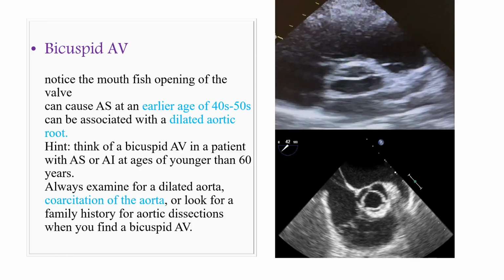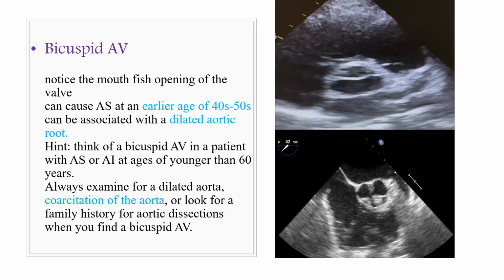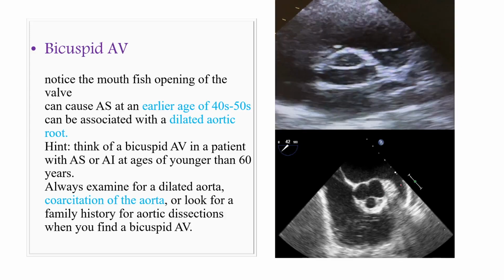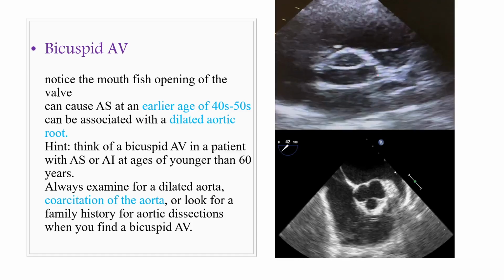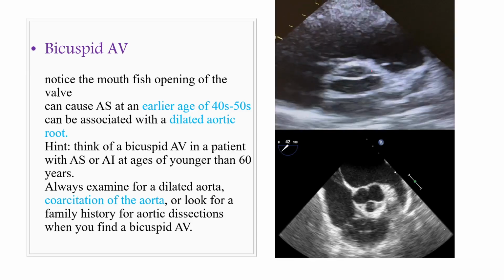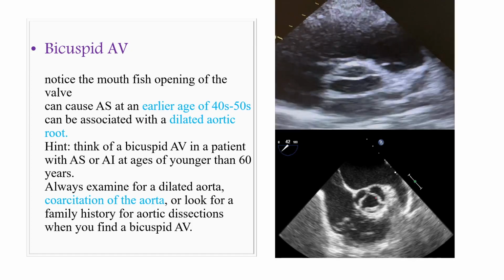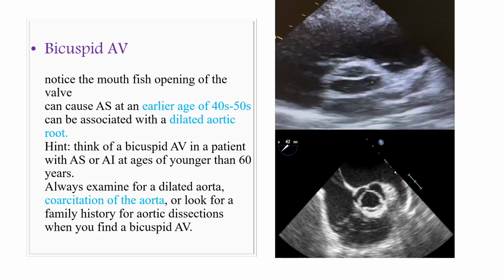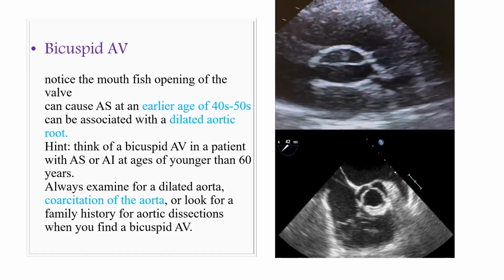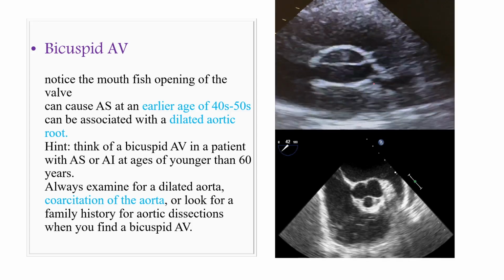Regarding bicuspid pathology, you can see here the normal functioning tri-leaflet aortic valve with the right, left, and non-coronary cusps. As you can notice in the image above, there is only one line of closure rather than three lines. That gives you a clue that this could be a bicuspid aortic valve pathology.